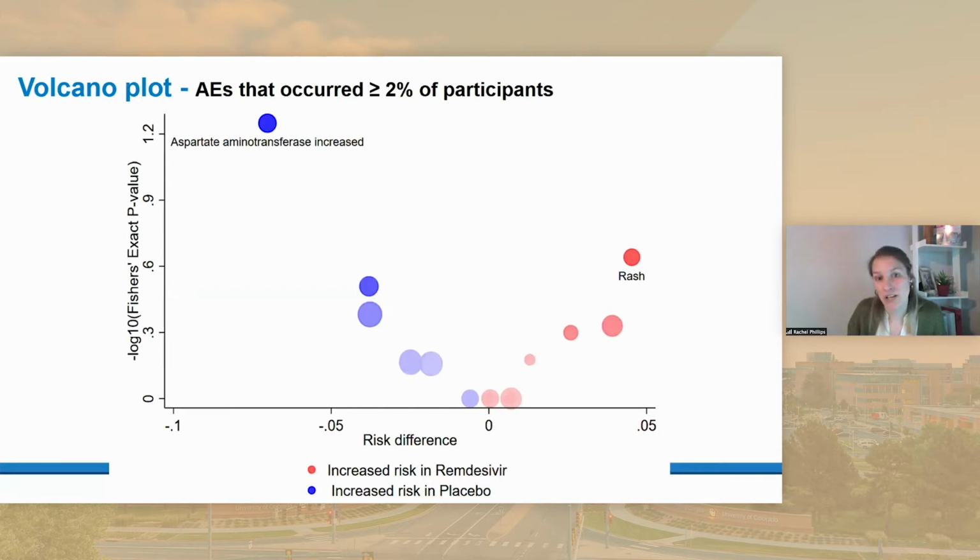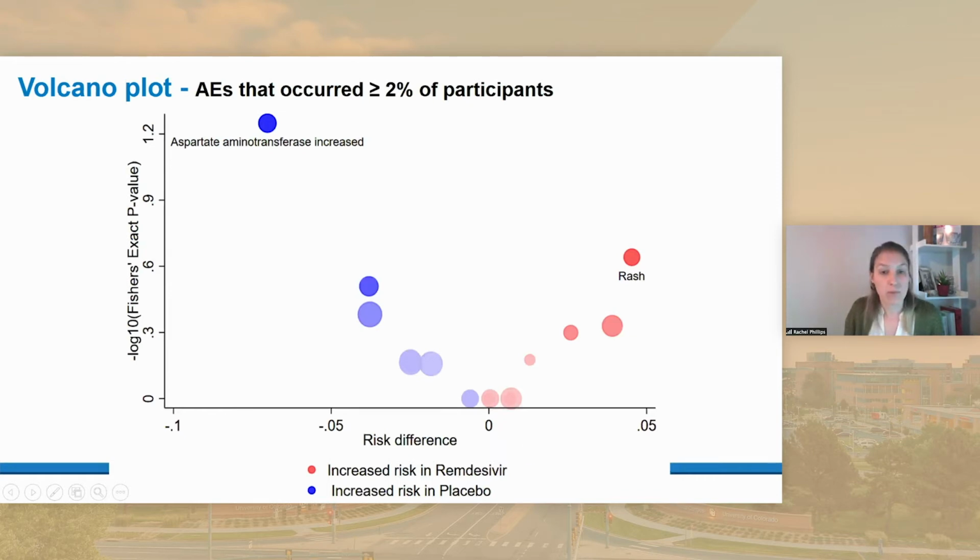So this is a volcano plot for the subsection of that table reporting adverse events that occurred in more than 2% of participants. So we've plotted the risk difference against a log transformed p-value. Now, in the absence of any disproportionality in harm, we would expect a symmetrical curve with a random scatter of events centred around the null value of 0 risk difference.